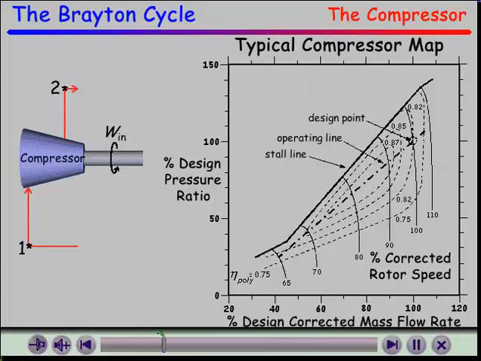A compressor map is a way to determine performance by including other parameters. The typical map uses corrected mass flow rate, corrected rotor speed, polytropic efficiency, and total pressure ratio for the performance parameters. The corrected parameters are determined by a ratio of the current temperature and atmospheric pressure to the standard temperature and pressure at sea level.